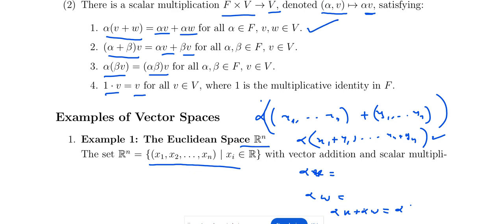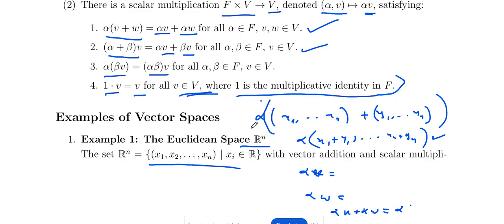The same way, alpha plus beta into v equal to something, alpha v plus beta v, and alpha into beta into v equal to alpha beta into v. So 1 into v, 1 into any n-tuple's element is always equivalent to the n-tuple element. So 1 is the multiplicative identity for the field F; the 1 in F is the multiplicative identity element.